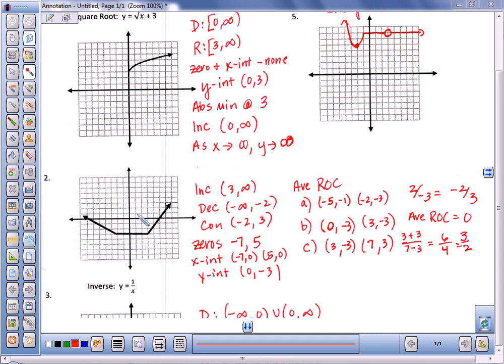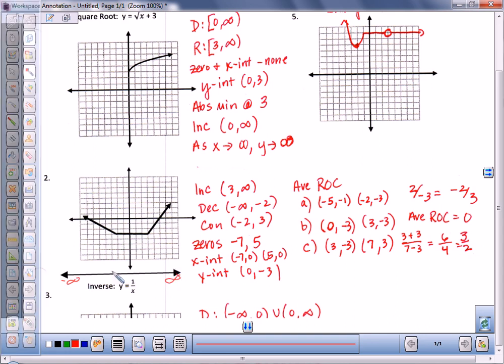Alright, so this is the exact graph. It is increasing from 3 to infinity. Remember, we describe the increasing, decreasing with the x values. And when we did this in class, didn't we draw the x-axis down here? And we said, okay, this is negative infinity, this is positive infinity. Let's put those points where things change on here. They change here at -2. They change here at +3.